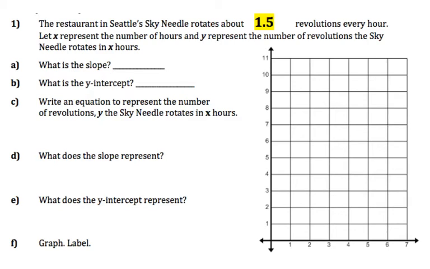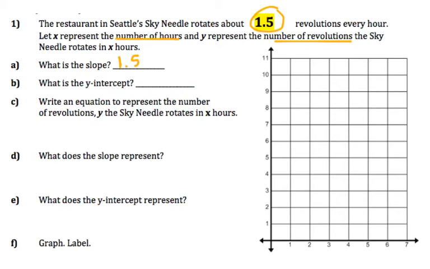We can consider slope as the change in y over the change in x, which means we're considering the number of revolutions in the number of hours. And we learned above that it's 1.5 revolutions per hour. So our slope is 1.5.